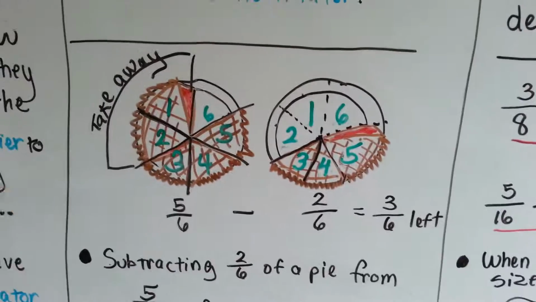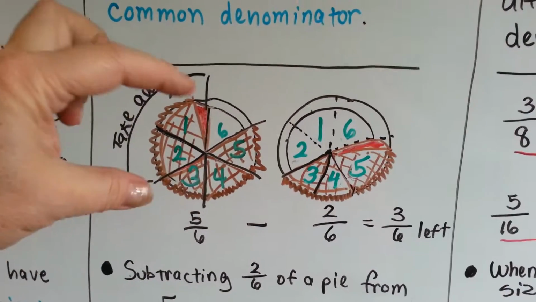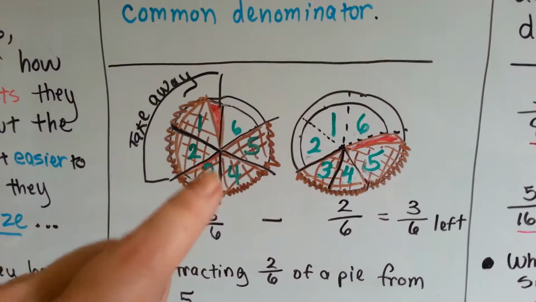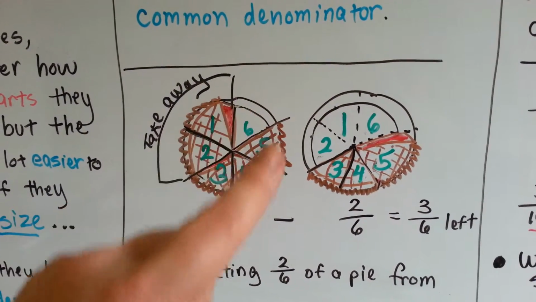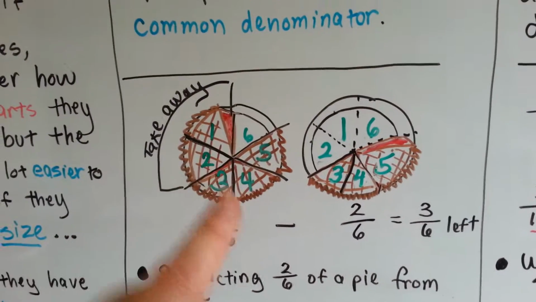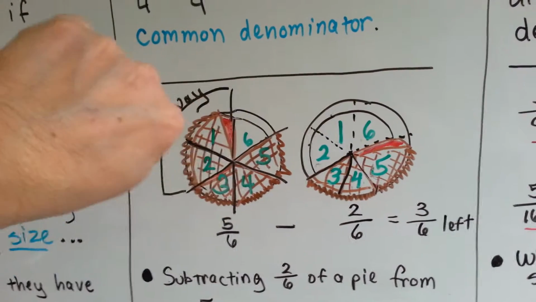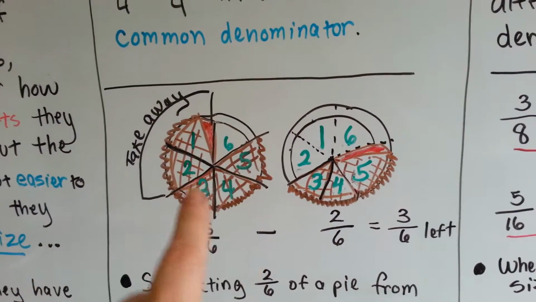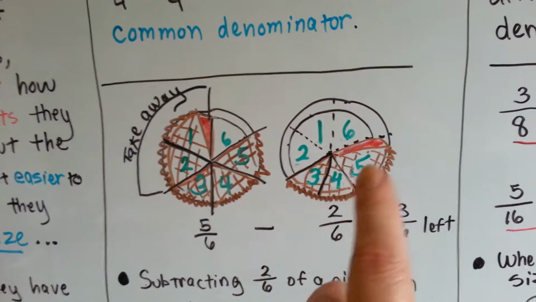So, if we've got 1 pie, okay? And we take away this much so that it looks like this when we're done. We've got 1, 2, 3, 4, 5 out of 6 pieces of a pie. And we take away these 2 pieces. See? We just take them away. That's 2/6. It was split into 6 parts. We took 2 away. There's going to be 3/6 left.